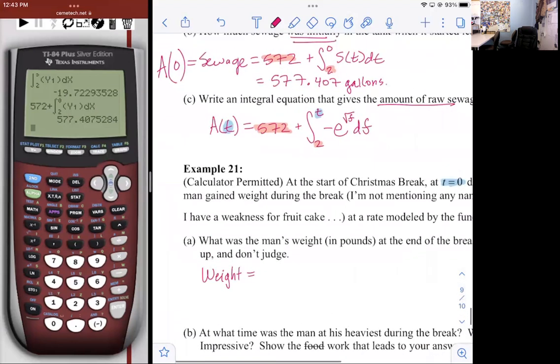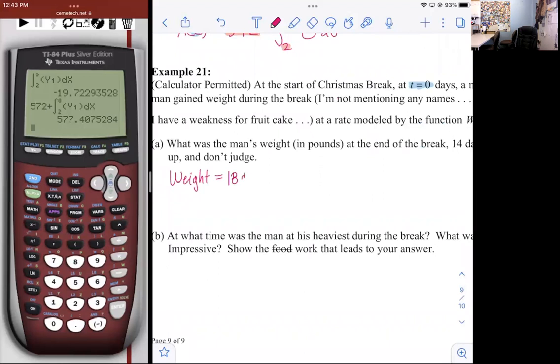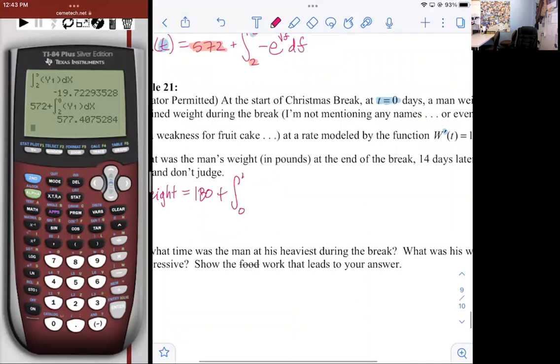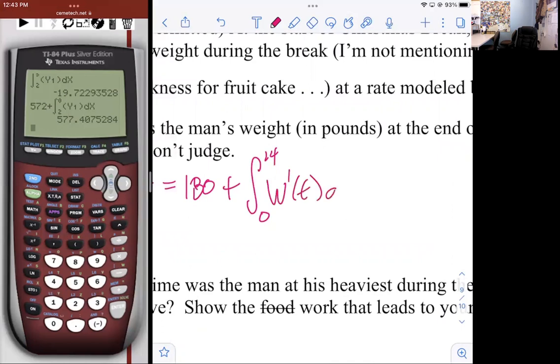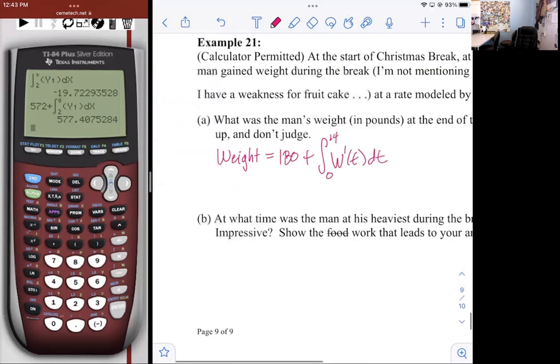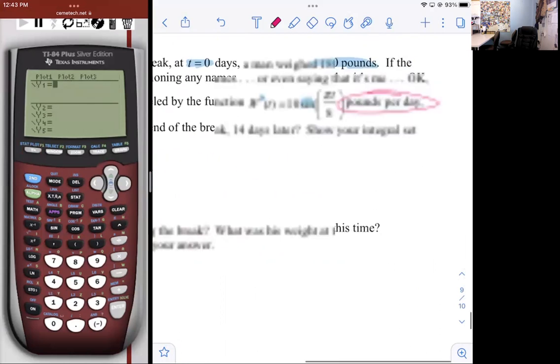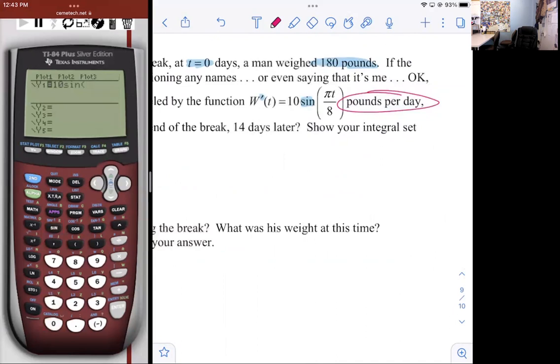So it's going to be his initial weight, which was 180, plus the net accumulation from when he was 180, which happens to be 0, to 14 of your rate equation, which now is W prime of t dt. So there's your setup. That would be worth 2 checks. Let me go to the y equals now and type in W prime. It's 10 sine of pi times x divided by 8. That's a good enough way to do it.